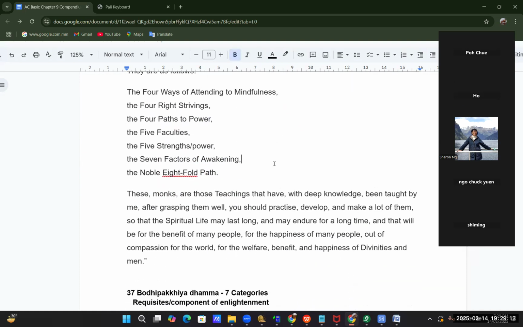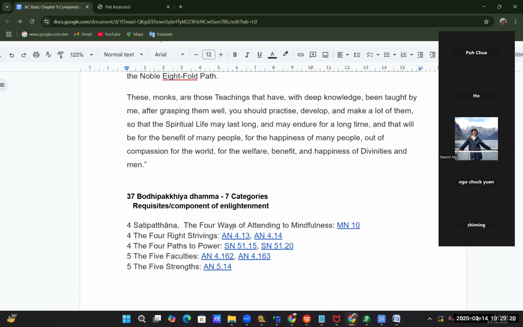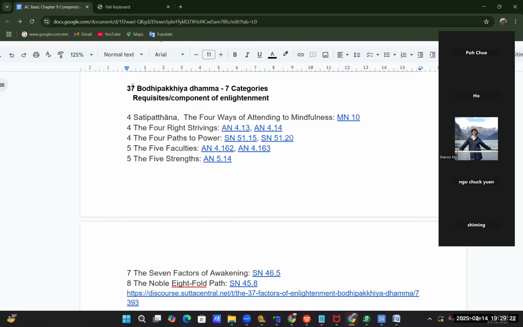According to this sutta, when we practice this, it will be beneficial for us, for others, and so on. Remember, they are under the 37 Bodhipakkhiya Dhamma. Now, how do you get this 37? Satipatthana is 4, Sammappadhana, striving, is 4, and Iddhipada is 4. I'll put the Pali word also.